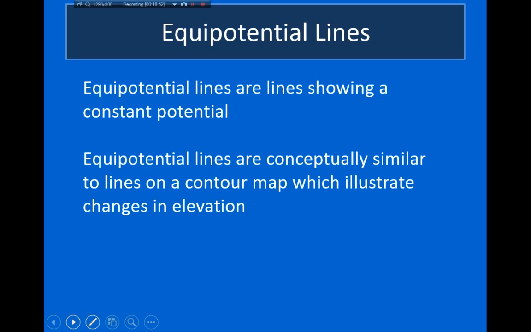So at this point, I think I'm going to end this video, and in the next video, I'm going to talk about something called equipotential lines, which is a useful way for visualizing how the potential changes when you move from one point to another.